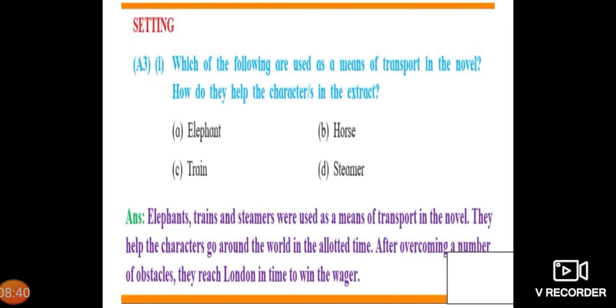Then the third part of the chapter, setting. A3. First, which of the following are used as a means of transport in the novel? How do they help the characters in the extract? Elephant, horse, train, steamer. Elephant, train, and steamer were used as a means of transport in the novel. They help the characters to go around the world in the allotted time. After overcoming a number of obstacles, they reach London in time to win the wager.